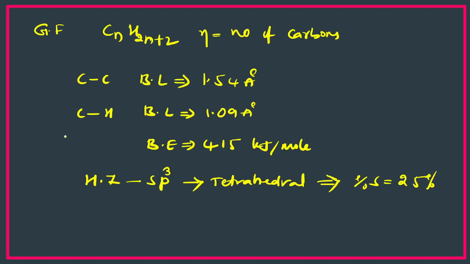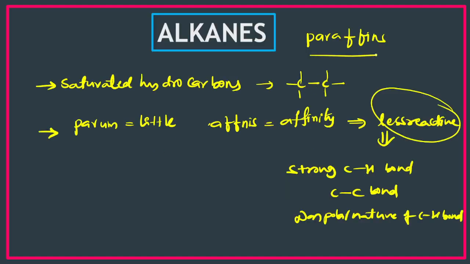This is the introduction about alkanes. Have a look once again. Alkanes are paraffins. Paraffins means less reactive: parum means little, affinis means affinity, little affinity. These are less reactive towards chemical reactions. What is the reason? They have a strong C-H bond, a carbon-carbon single bond, and the non-polar nature of the C-H bond.